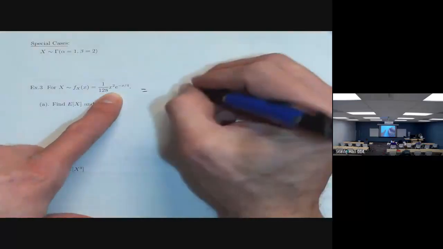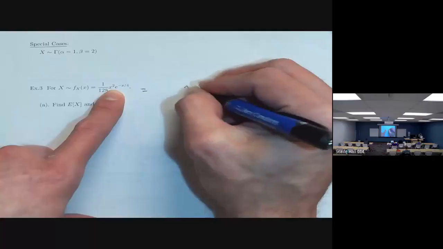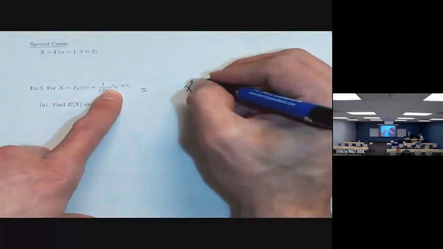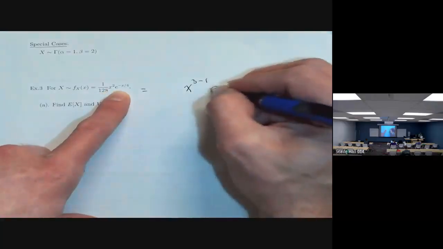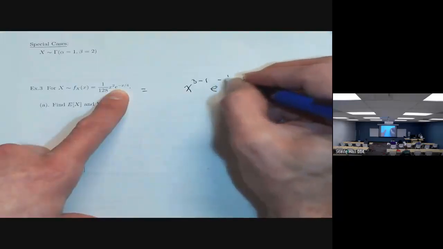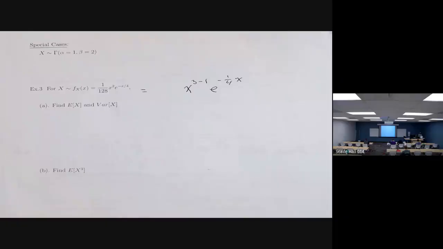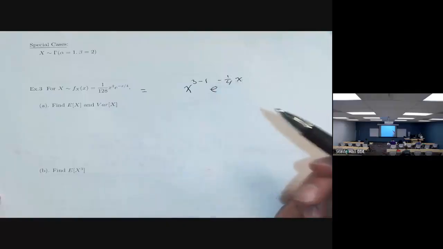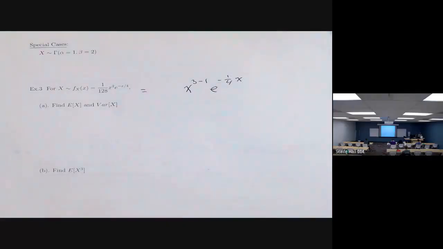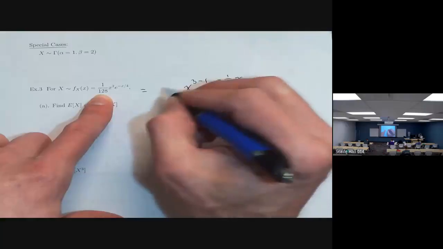So let's see. Now the 1 over 128, it's a little weird, but this should hopefully be ringing bells. So I'm going to leave myself a little bit of space. If I say x to the 2, that's kind of like x to the 3 minus 1. That's x to the alpha minus 1, times e to the negative x over 4, which is the same thing as negative 1/4 x. Right? So I have x to the alpha minus 1, e to the negative 1 over beta times x. That should be ringing bells. This is setting up as a gamma distribution. The only thing is, does this number work out? So let me check that.